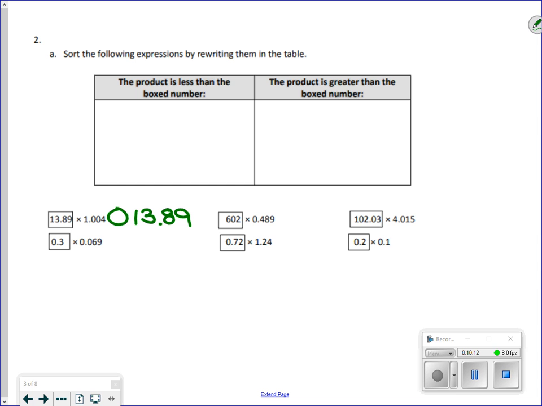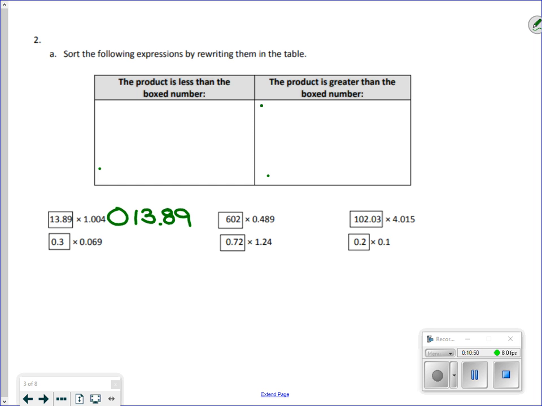They just, for space's sake, write it this way. So the product is less than the box number, or the product is greater than the box number. So if I have 13 and 89 hundredths times 1 and 4 thousandths, does it go here or does it go here? A or B? So it goes on the right side, because 1 and 4 thousandths is greater than 1.